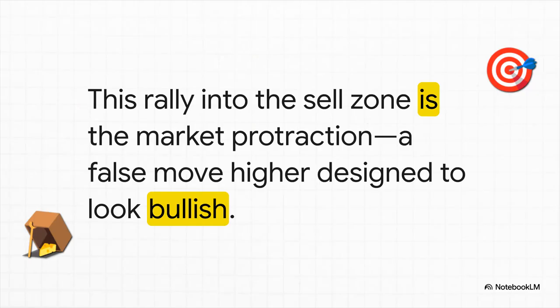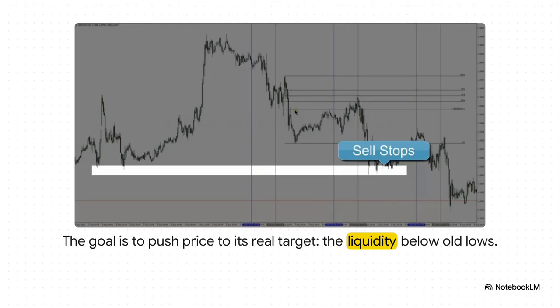And here's the magic. That rally up into our sell zone, that's not strength. That is the market protraction. That's the manipulative move we've been talking about this whole time. It's designed to look bullish, to suck buyers in, right at the exact moment the smart money is looking to sell. But why? Why would the market do this?